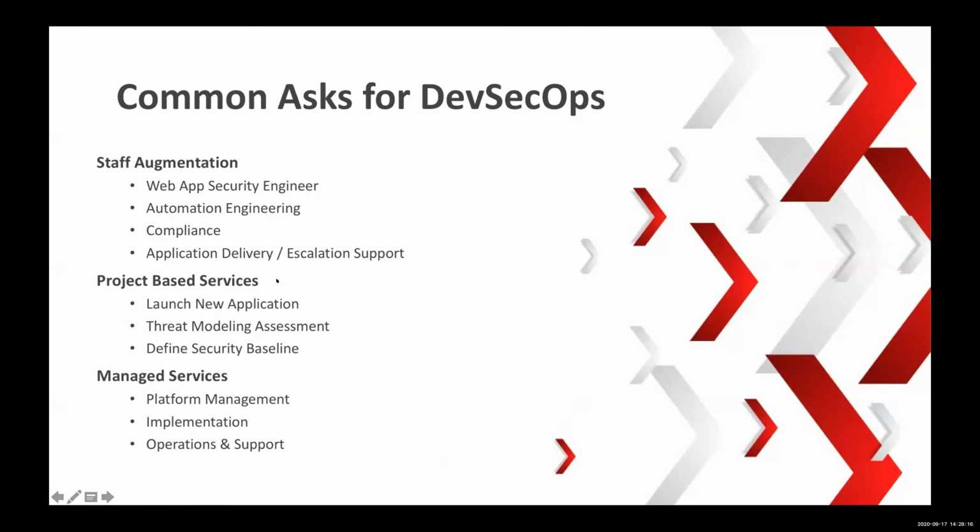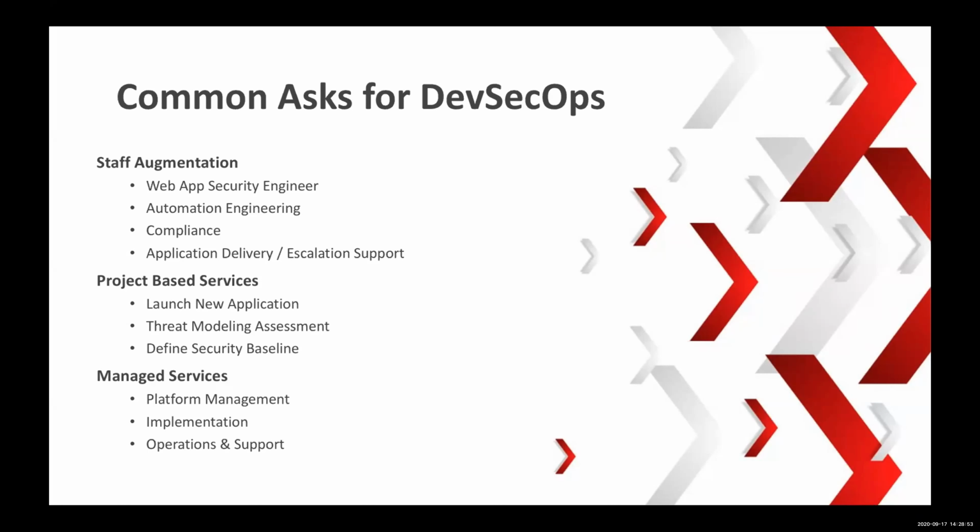So common asks from our customers for a DevSecOps perspective are obviously staff augmentation, project-based services or managed services. From a staff aug perspective, we bring the right resources that are day one ready. We're not just going out there and recruiting like the typical process. We are finding the right people, training them, and making sure that they can prove their skills to the customer before we put them on site. So web app security engineering, automation engineering, compliance, and naturally application delivery across the board, because that is typically the goal. Security is a piece of that.